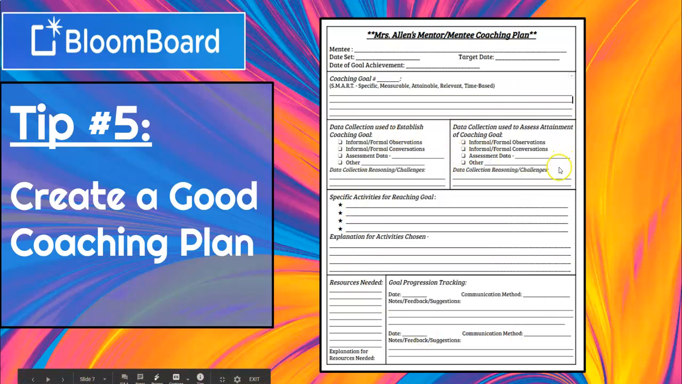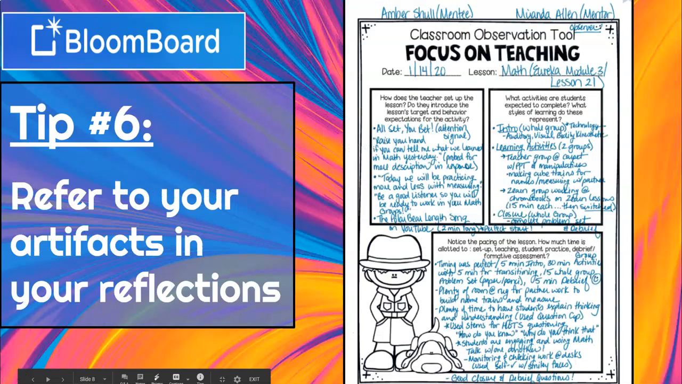This is the first page to my coaching plan. It ended up being 2 pages, and I utilized it for Task A and Task B, and it was just a really good artifact that I referred to several times in my reflections. So spend a good amount of time working on a coaching plan that meets all of the criteria that Bloomboard is asking for, that they're asking you to document and prove how you work through each of your coaching cycles.